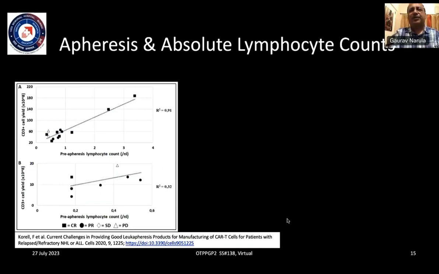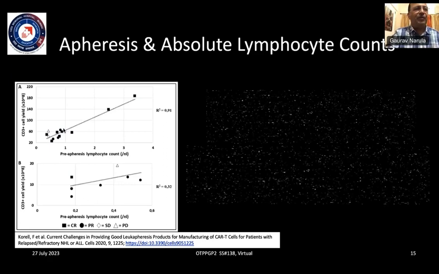It is not just that we need enough cells to collect, because the number of cells which we need to start is not that much. Even with 10, 20, 40, 50 million cells, 100 million cells, we can start. And a typical apheresis collection gives us much more than that. But even then, this is important because it has been seen that the CD3 percentage in the pre-apheresis lymphocyte count, and in what you get in the bag, correlates with the outcome. So the better it is, the more likely you are going to get a good outcome.